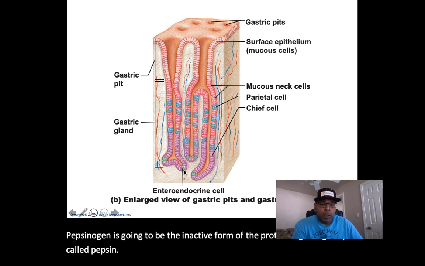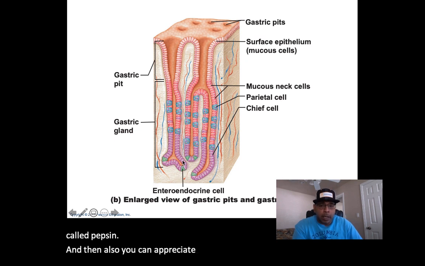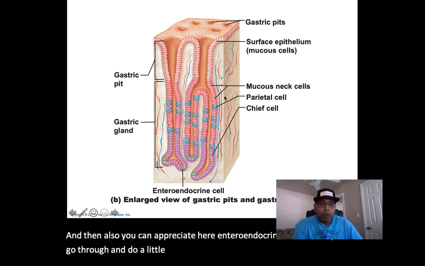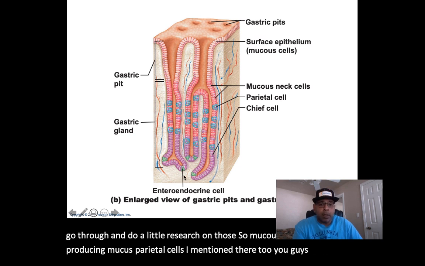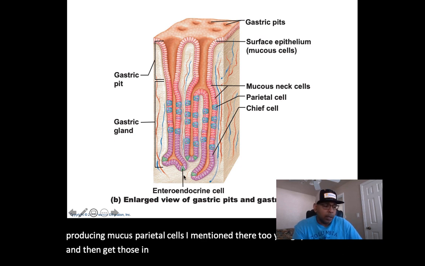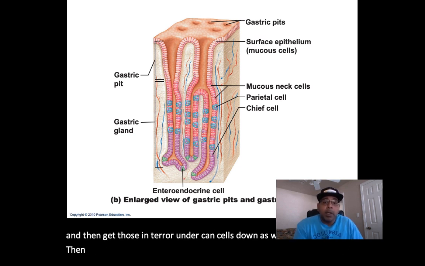And then also you can appreciate here enteroendocrine cells. I want you to go through and do a little research on those. So mucous neck cells producing mucus, parietal cells I mentioned there to you guys, chief cells, and then get those enteroendocrine cells down as well. And then we'll move down into the submucosa.